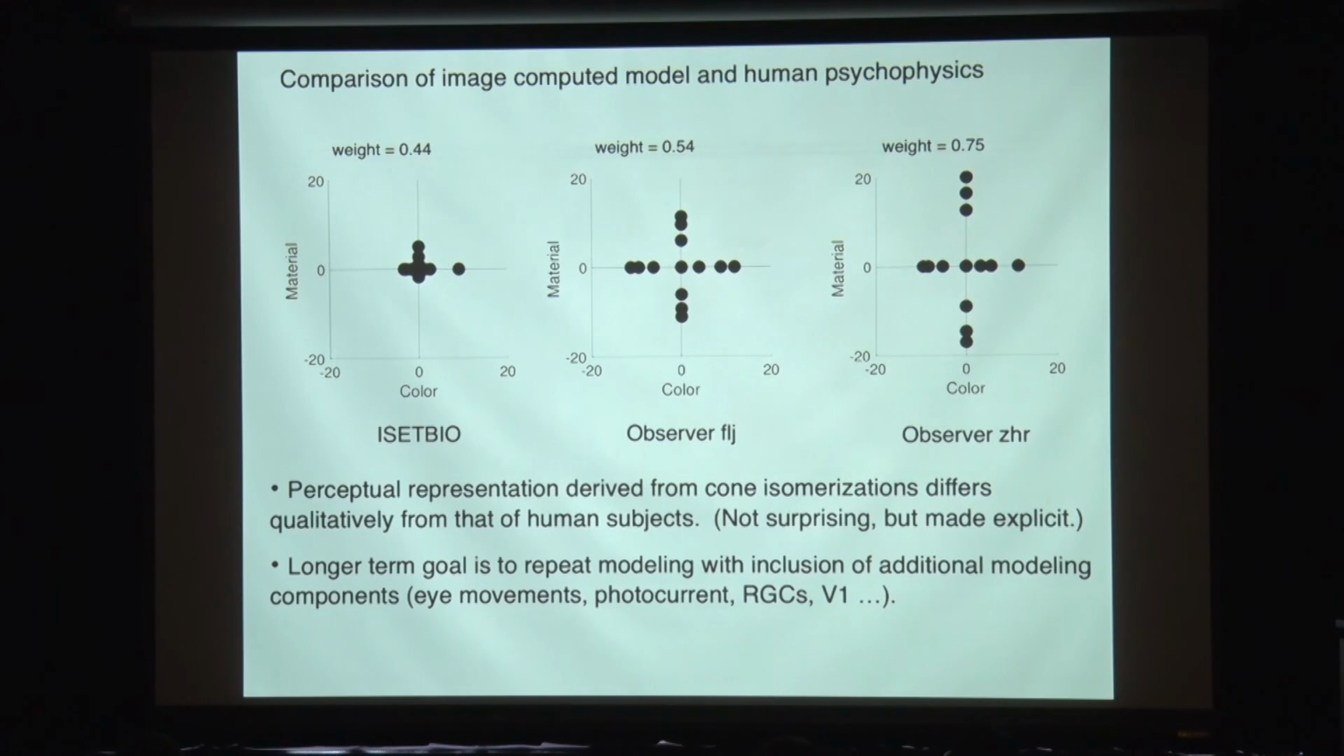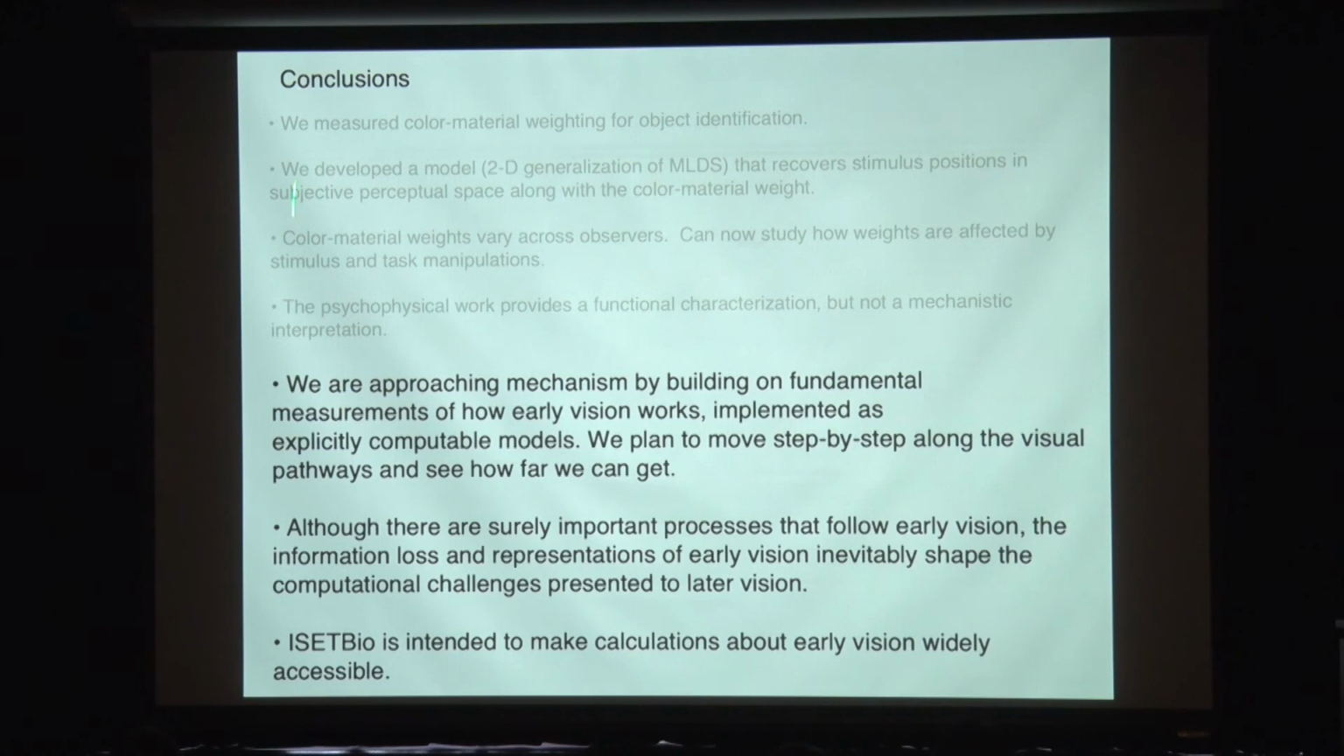So I will just show a little more of that sort of model solution and two subjects before, again, emphasizing some of the qualitative differences here. The perceptual representation from the cone isomerization, as I said, differs from that of the human subjects, and not surprisingly, but made explicit. And our longer term goal is to go down this road of pushing further in. So I showed you those conclusions before. I've grayed them out. I'll just finish by making three points, which I've probably already made, but as they say, say it again at the end.